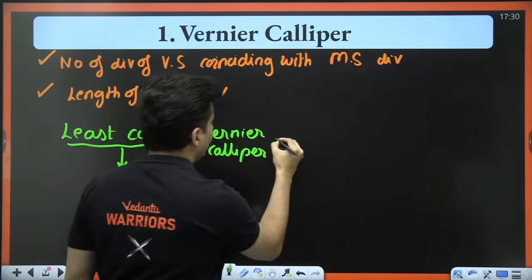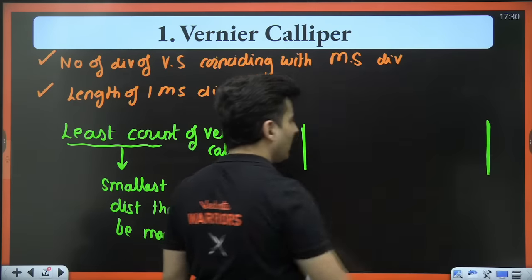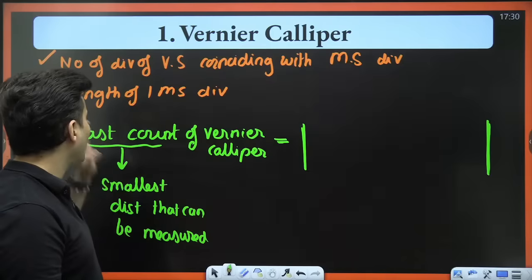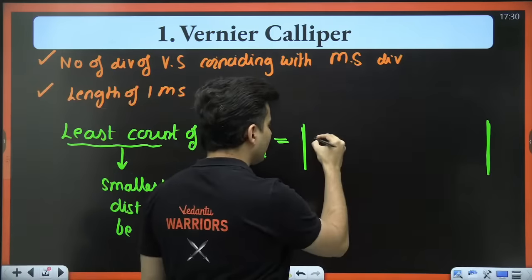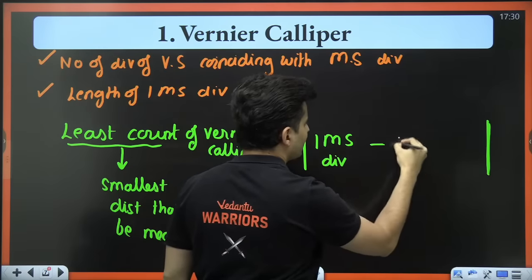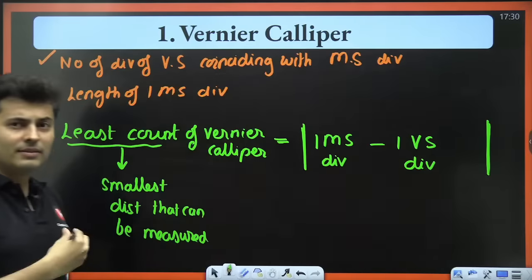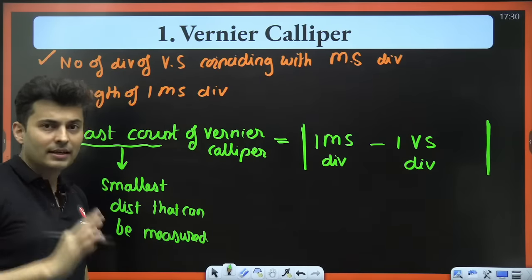That can be found. And that least count is the modulus, meaning I don't know which one is bigger, which one is smaller, but the modulus of one main scale division minus one vernier scale division.